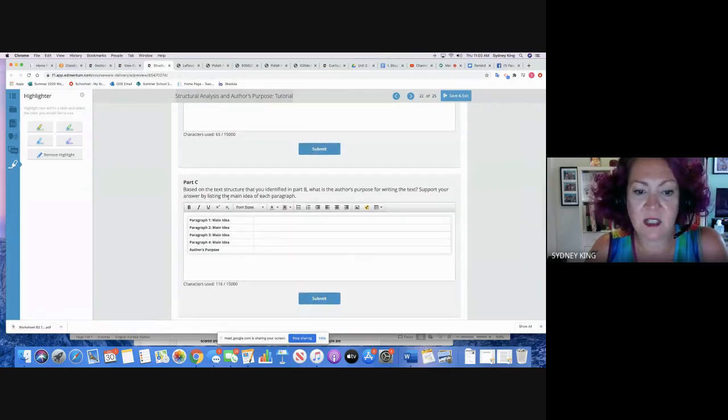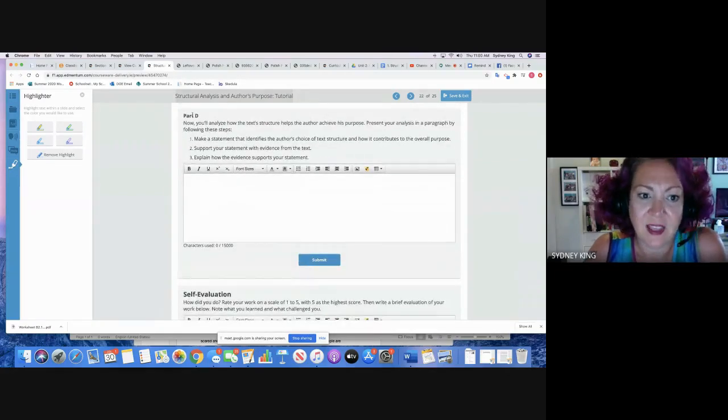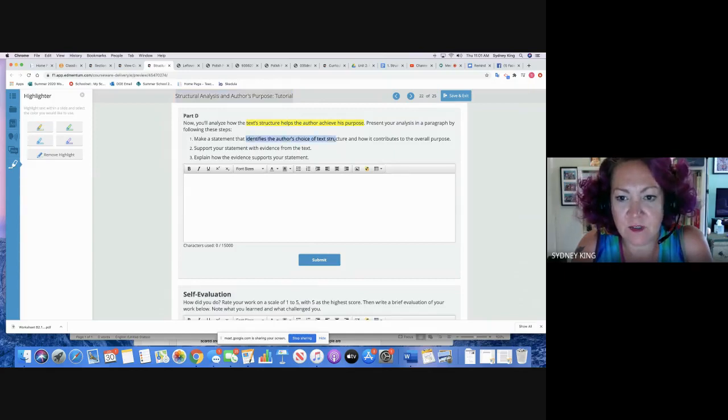And then based on that text structure, you're going to, what are the main ideas in each paragraph? And therefore, what's the author's purpose? And then now you'll analyze how the text structure helps the author achieve his purpose. All right. So this analysis is the part that most students really don't want to do. It's the part that you think is self-explanatory, right? This is where you actually, in your own words, explain that you get what we were trying to teach you here. So you're going to make a statement, right? And that's a sentence, identifying the author's choice of text structure and how it contributes to the purpose.